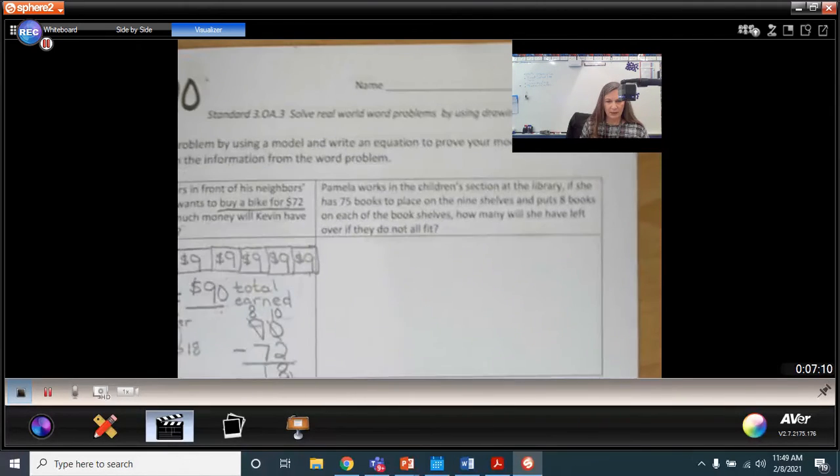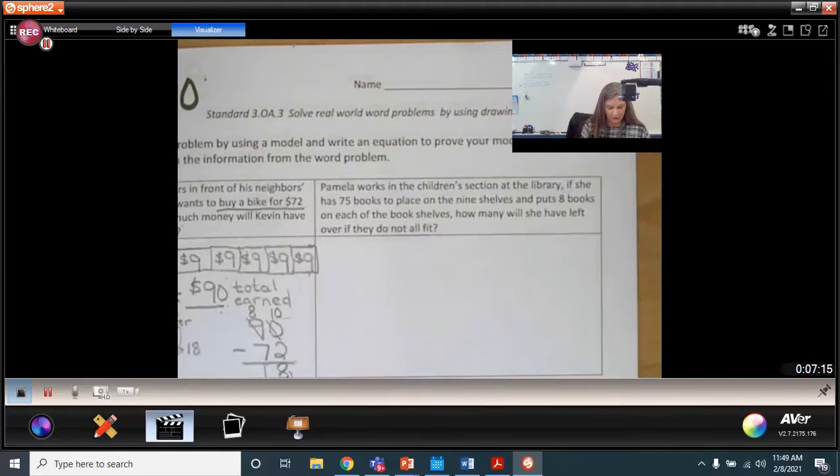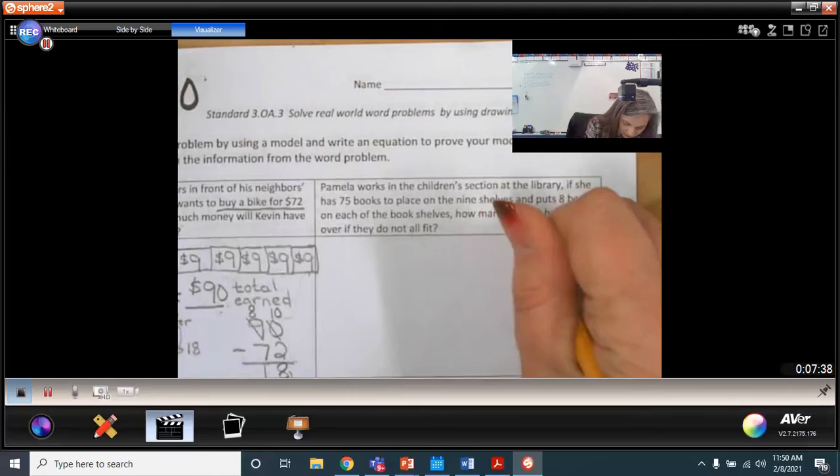Okay, let's take a look at Pamela. Pamela works in the children's section at the library. If she has 75 books to place on 9 shelves and puts 8 books on each of the bookshelves, how many will she have left over if they do not all fit? So we're saying, how many books will she have left over if they do not all fit?